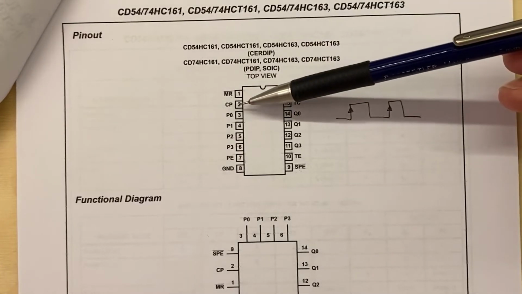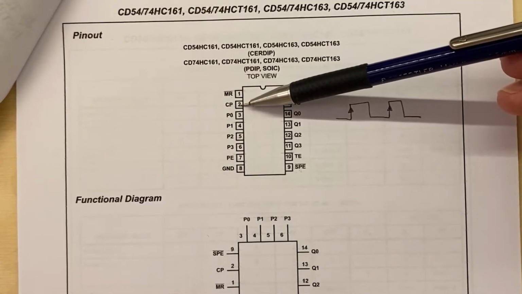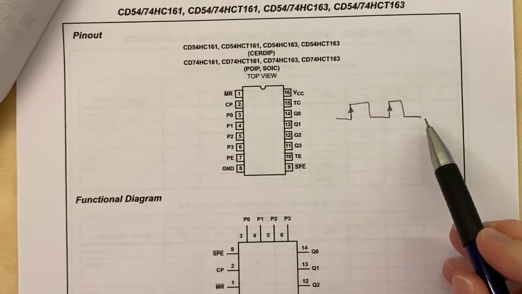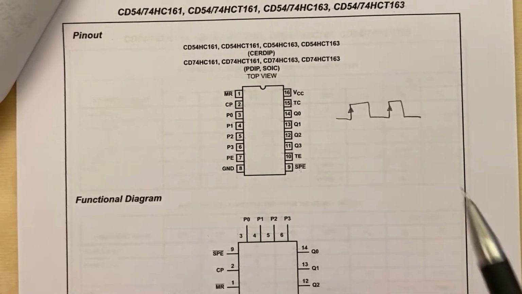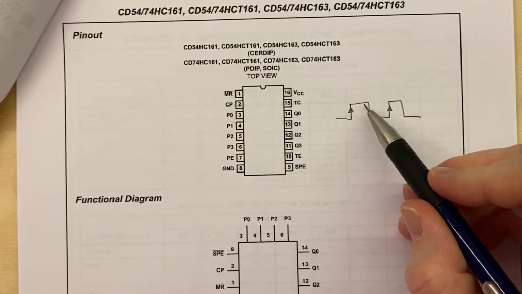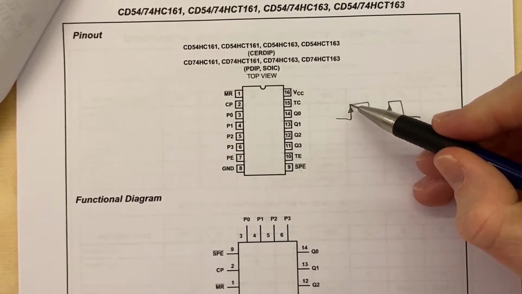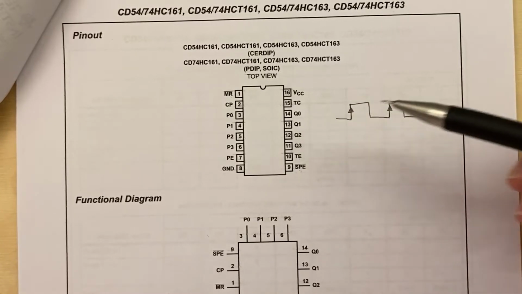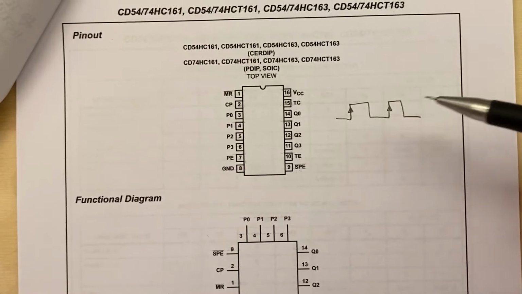And right here we have the CP pin on number 2, which is the clock, and that's what tells the chip to count. And I've drawn a little clock over here. The important thing to note is that the chip increments at every positive edge of the clock. So it's not just, oh, it has to be high and it's going to increment. No, it's only at the positive edge that the count goes from 0 to 1, and then over here from 1 to 2.